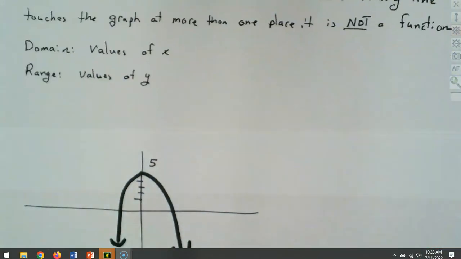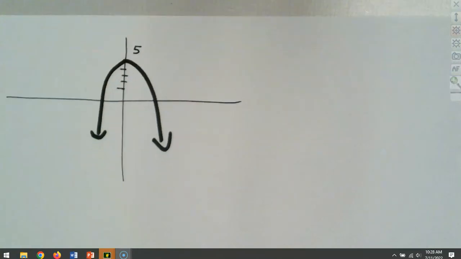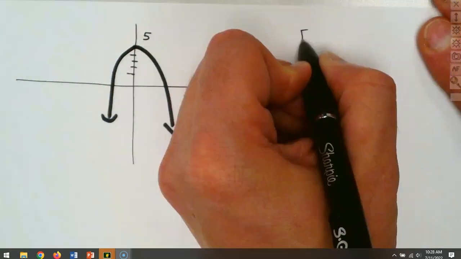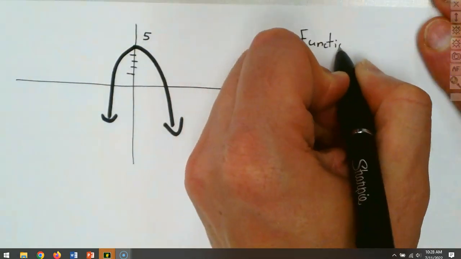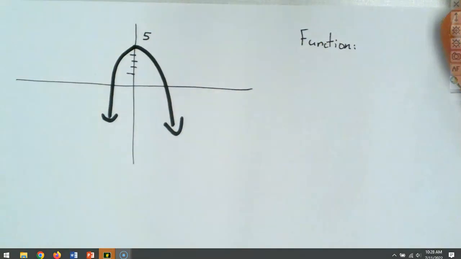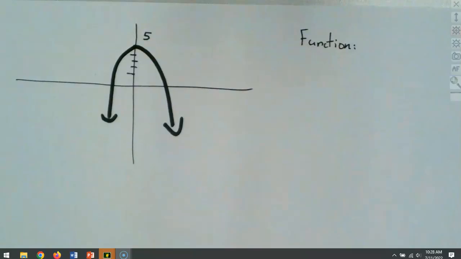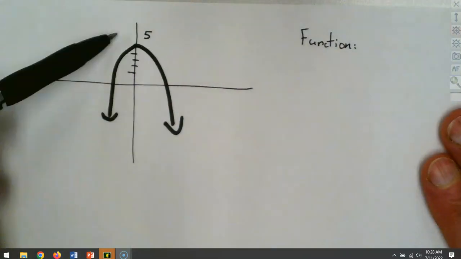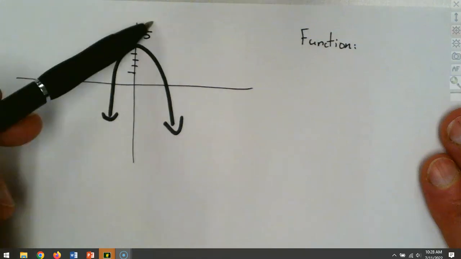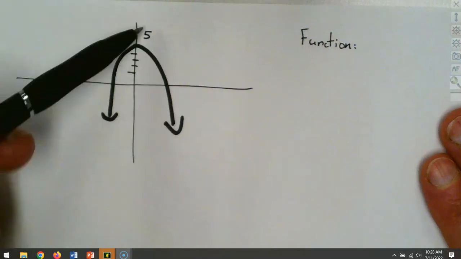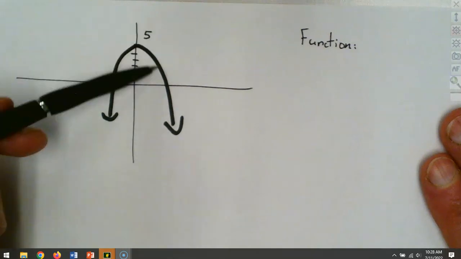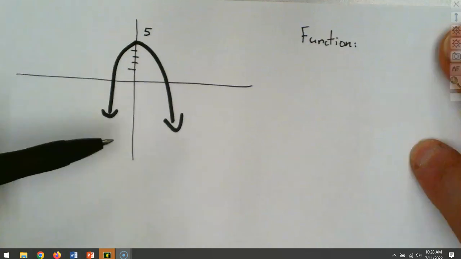So here's a graph, and I want you to tell me if it's a function, first off, and then also find the domain and the range. So is this a function? Now remember, how do we tell if something's a function? Okay, we draw vertical lines. And so if any line touches the graph at more than one place, it's not a function. Well, if I draw my lines, they only go through this black graph at one spot. So in this case, it passes the vertical line test. So this is a function.